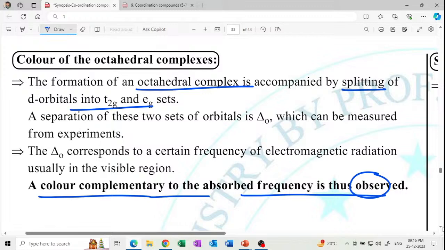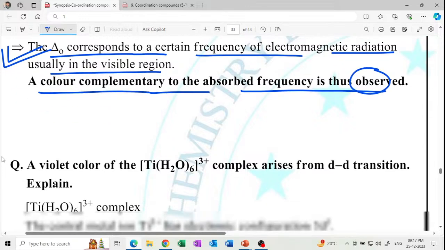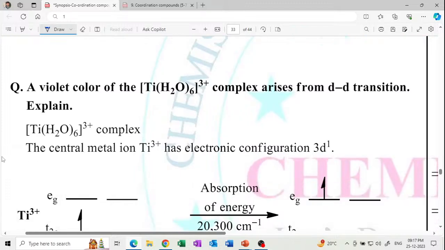And the separation of these two is measured from experiment. Delta corresponds to a certain frequency of electromagnetic radiation, usually in the visible region. So that's why it shows color. So this is a very important point, the color of octahedral complexes. So this is due to delta O. What is delta O? Crystal field splitting parameter.